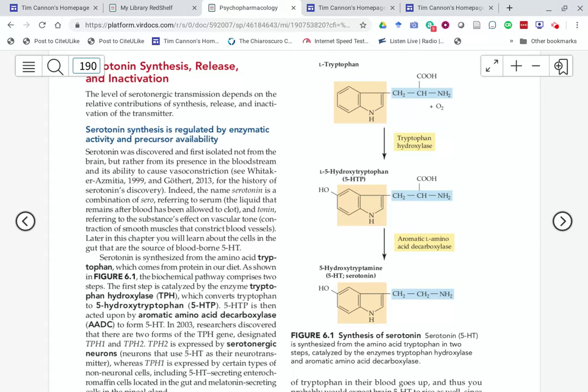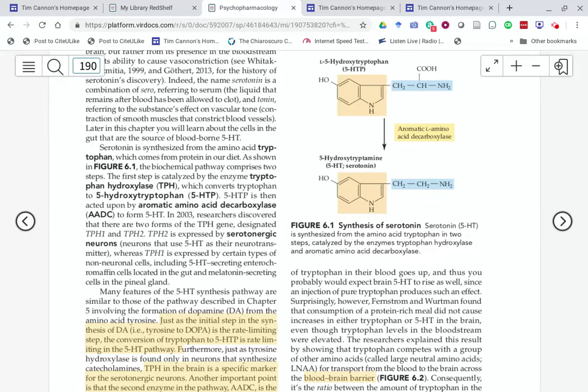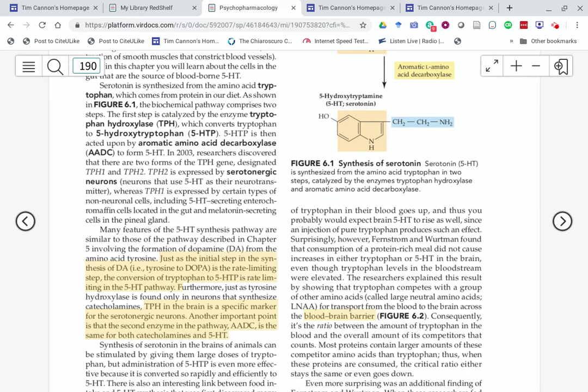In the last chapter, there was a discussion of rate limiting steps, which is important for virtually any neurotransmitter. And here's a nice quote: just as the initial step in the synthesis of dopamine, that is tyrosine to dopa, is the rate limiting step, the conversion of tryptophan to 5-HTP is the rate limiting step. And the first research drug I ever used attacked that step. I think I've already referred to it, and we'll see it again in this chapter.